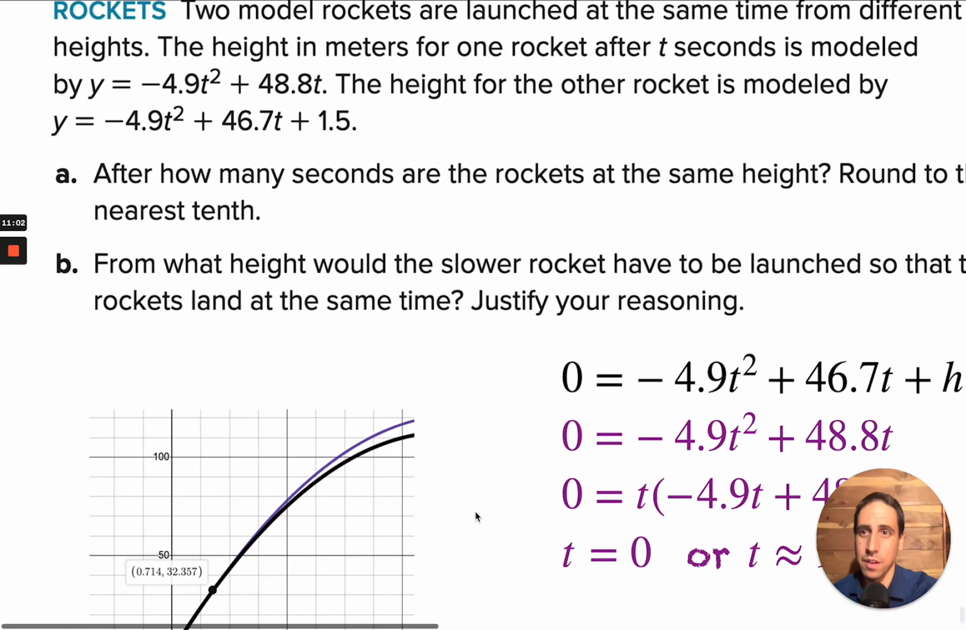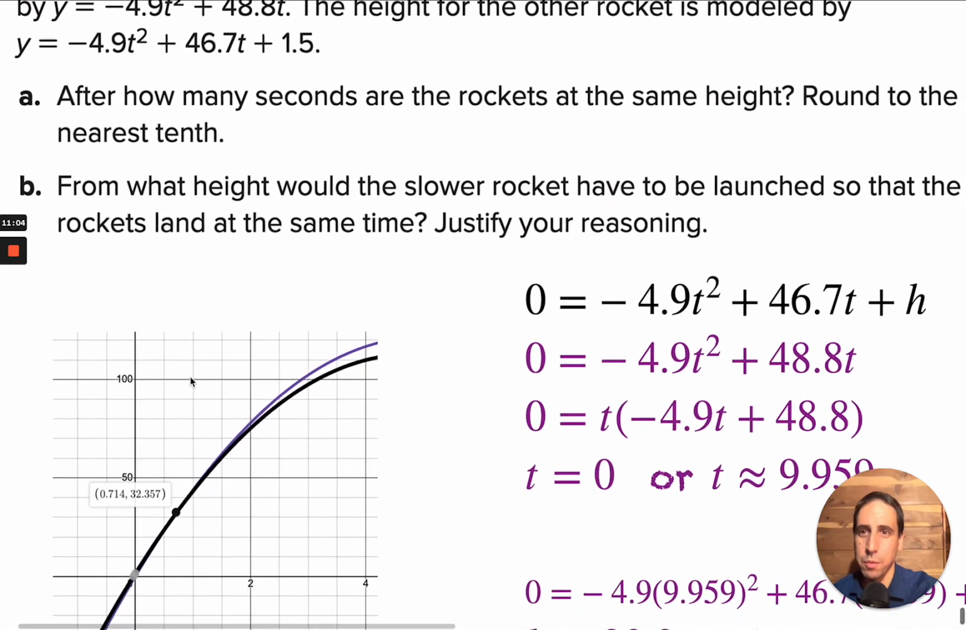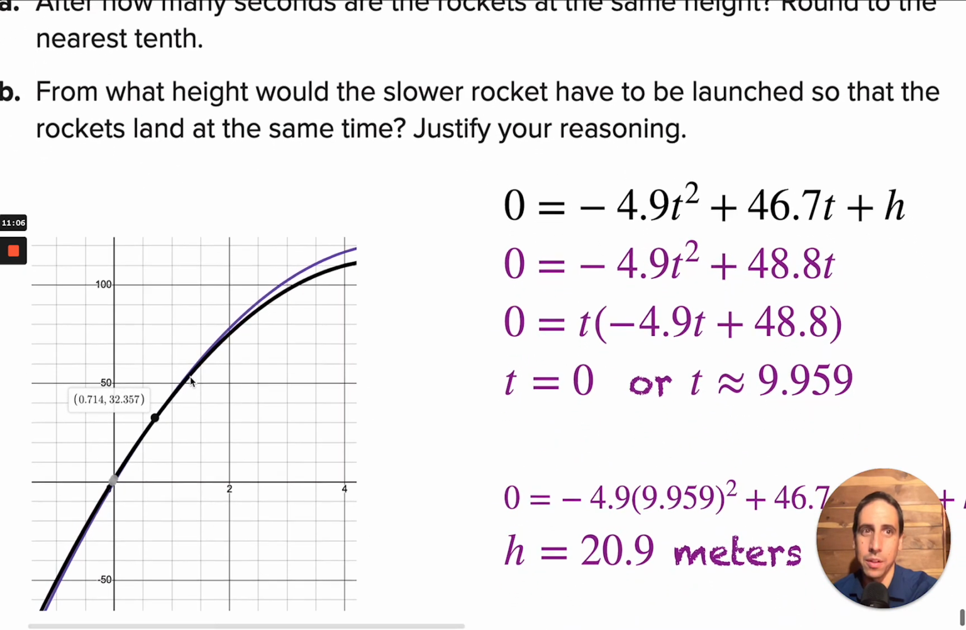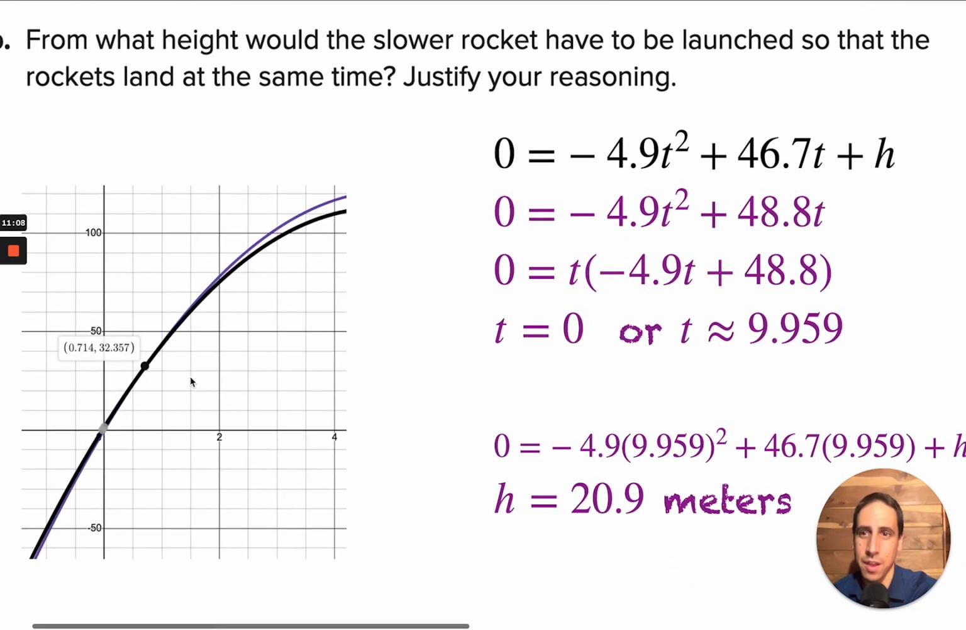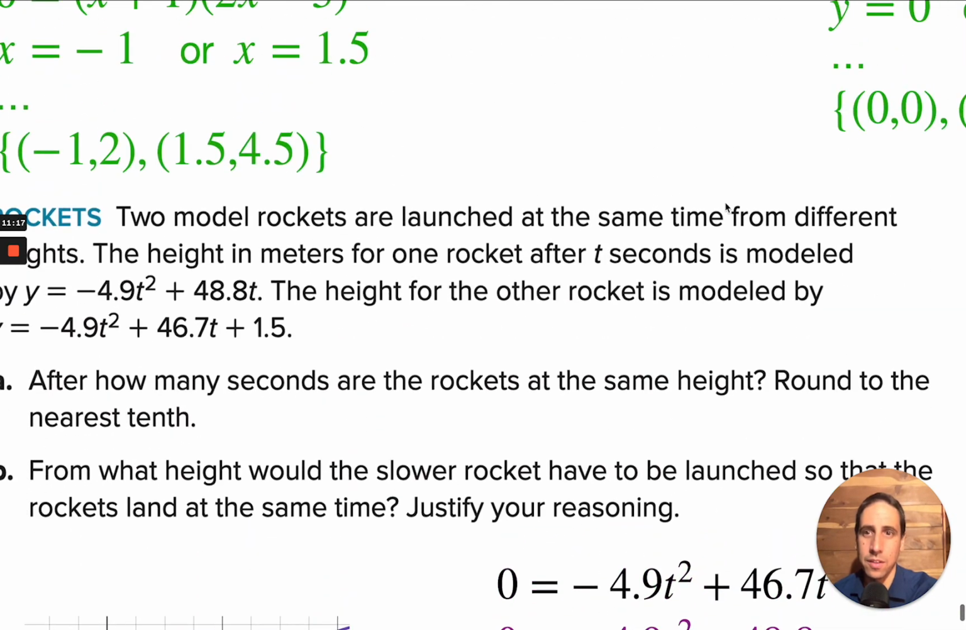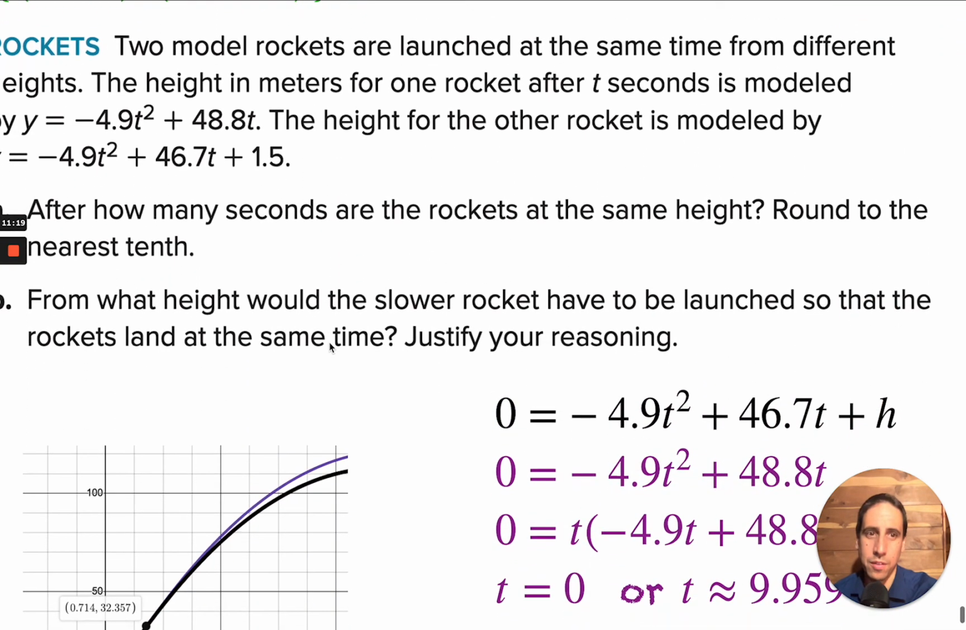Part B, I solved part A with a graph. From what height would the slower rocket have to be launched so that the rocket lands at the same time? So what we don't know is the h. So I'm going to say negative 4.9 t squared plus 40. This is just copied from before. And instead of 1.5 as a platform, we're going to have h here.